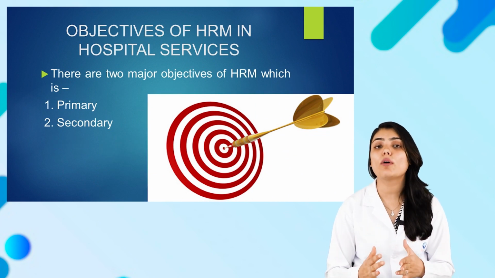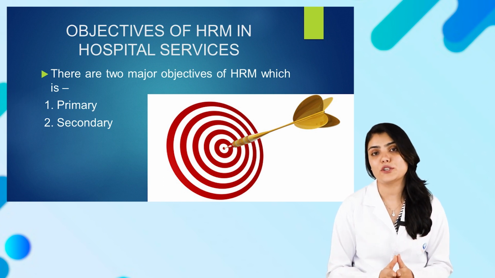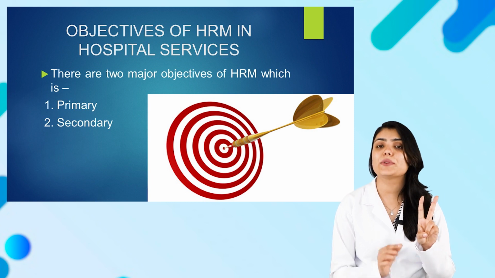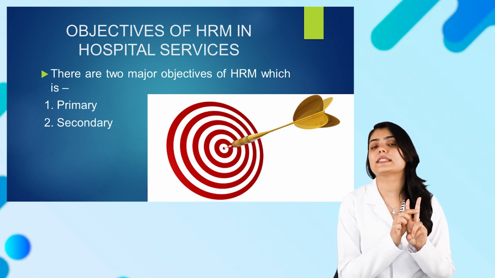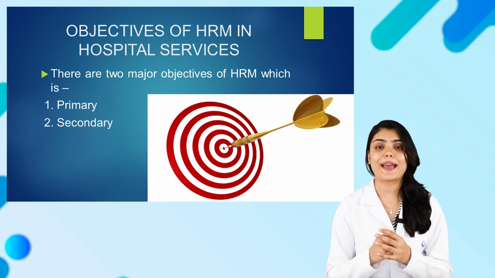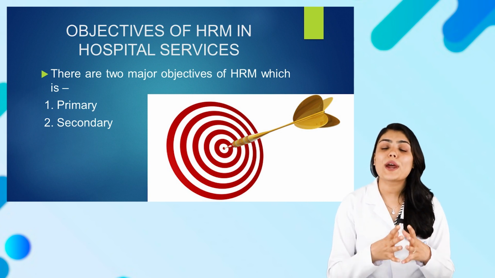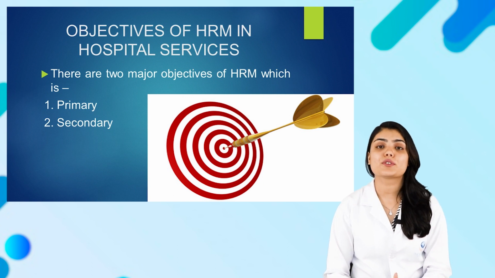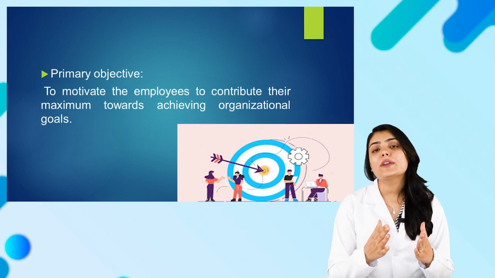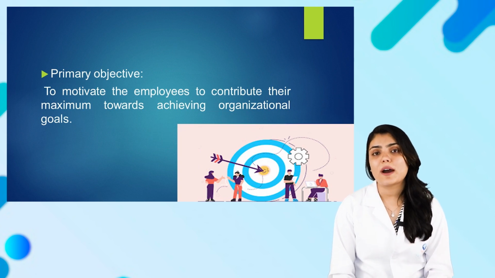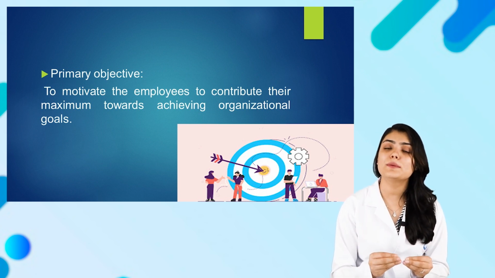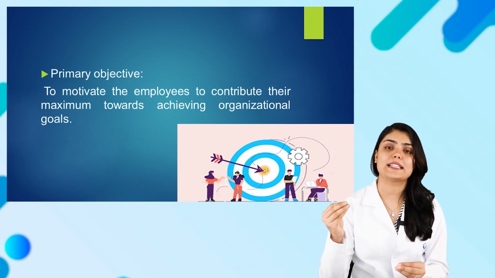Moving on, let us see the objectives of human resource management. The objectives are basically divided into two different categories, which include the primary and the secondary objectives of human resource management. Let us now see what is the primary objective of human resource management. So there's only one primary objective. The only primary objective of the human resource department is to encourage their employees to contribute their maximum in order to reach the organizational goal.